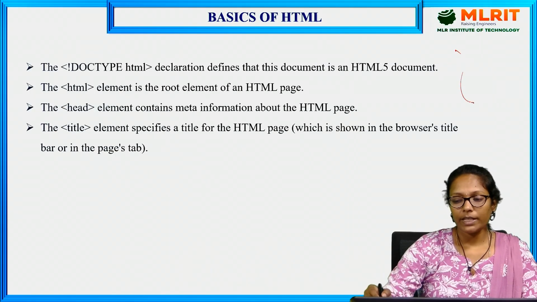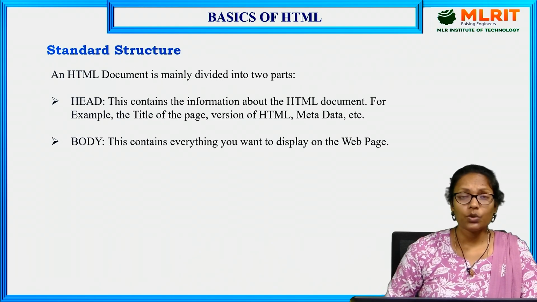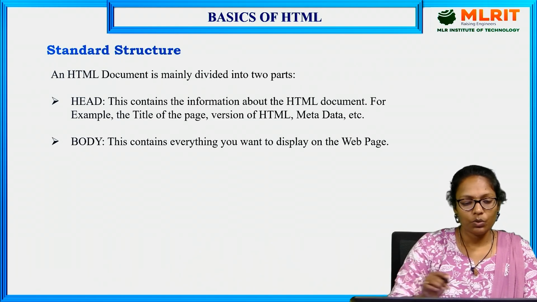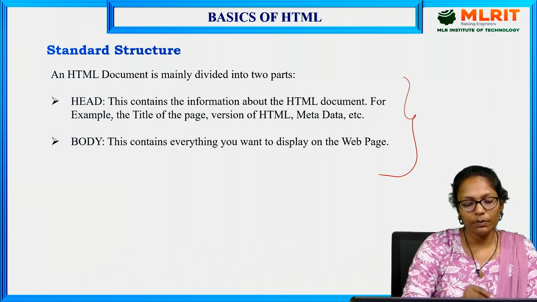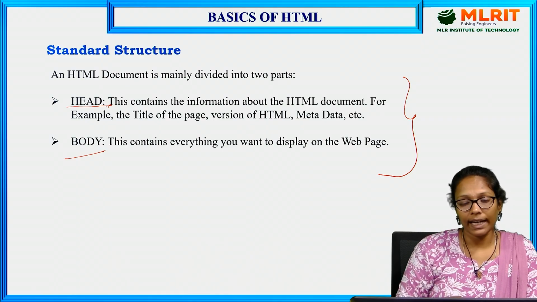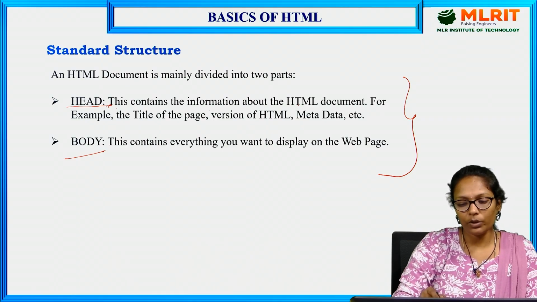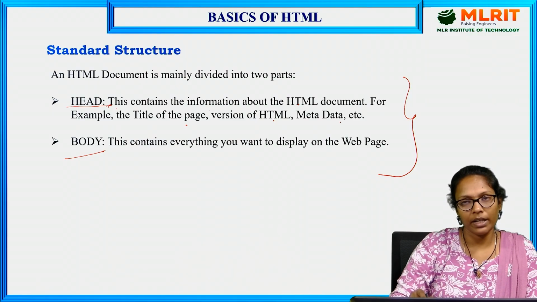The same explanation is given here. Coming to the standard structure, an HTML document is mainly divided into two parts, as we discussed in the previous slide. One is the header section and the second one is the body section. The header section contains the information about the HTML document, for example, the title of the page, version of HTML, metadata, etc.